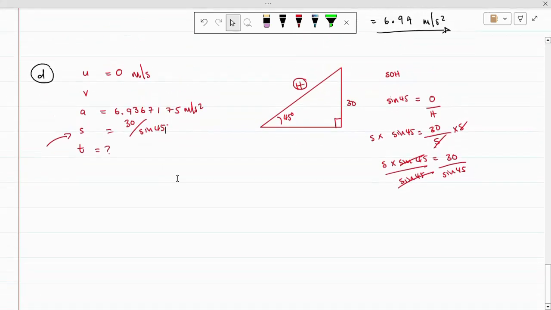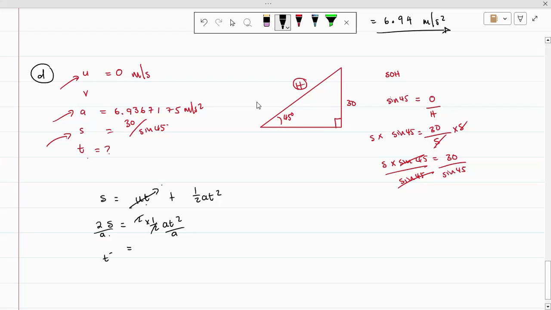All right, so we're looking for an equation with U, A, S, and time. That's going to be S is equal to UT plus half AT squared. All right, so this U is 0, so 0 multiplied by time, this goes away. So now you're left with S is equal to half A T squared. We're looking for time, so multiply both sides by 2 to get rid of this half, that's going to give us 2S. Divide both sides by acceleration to give us 2S over A.